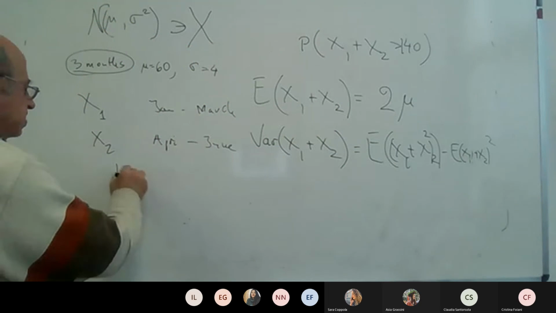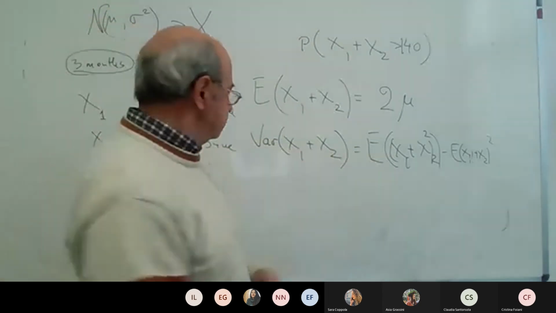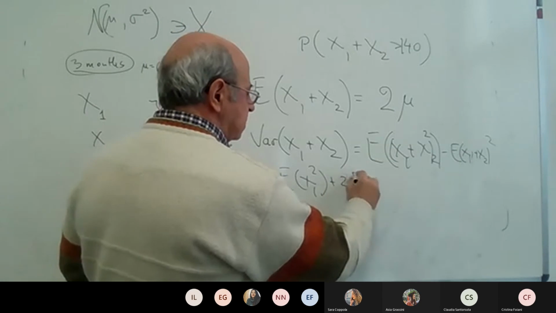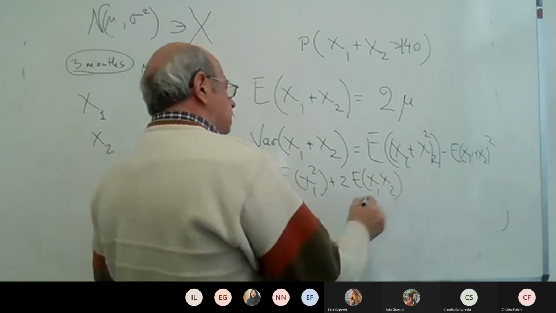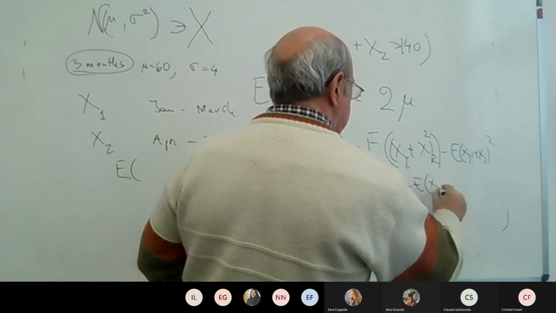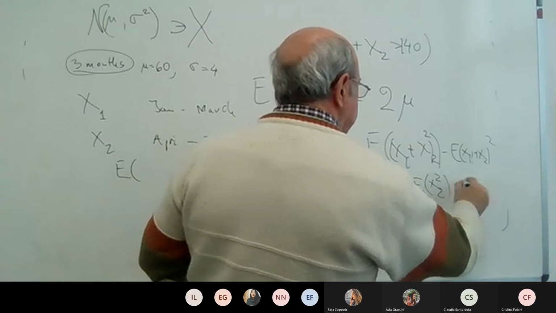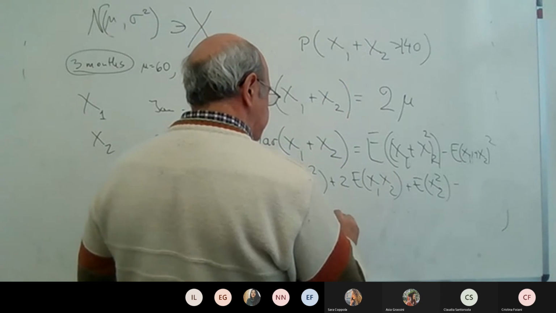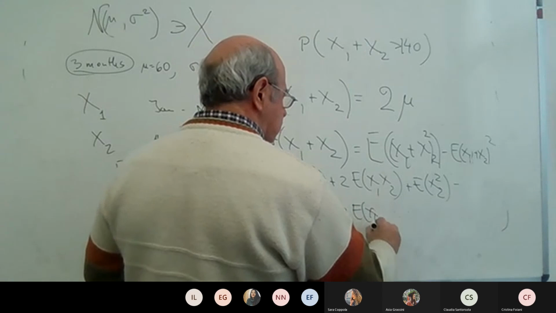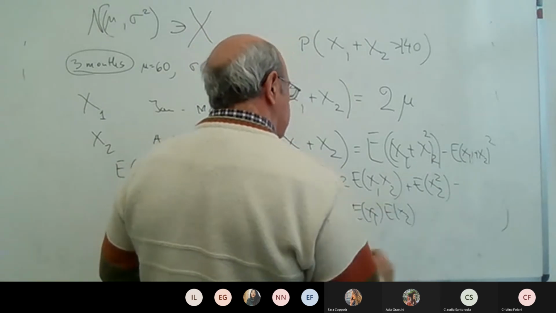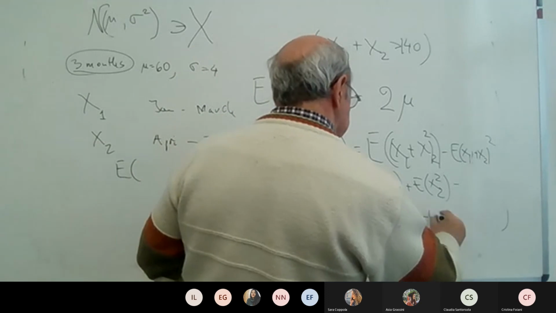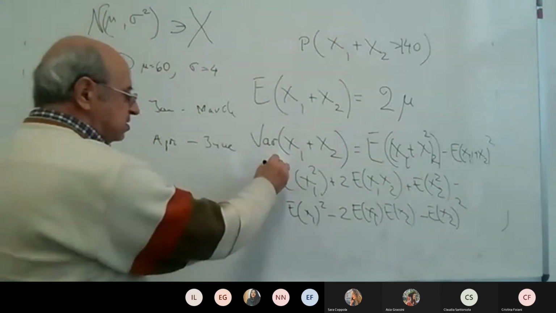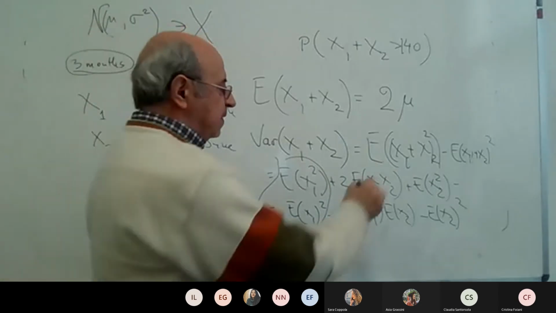But the important thing for the expectation of, for example, here we have expectation of x1 squared plus 2 times expectation of x1 x2 plus expectation of x2 squared, minus, and here we have minus expectation of x1 squared minus 2 times expectation of x1 times expectation of x2, and then we have minus expectation of x2 squared. Of course, this is variance of x1.